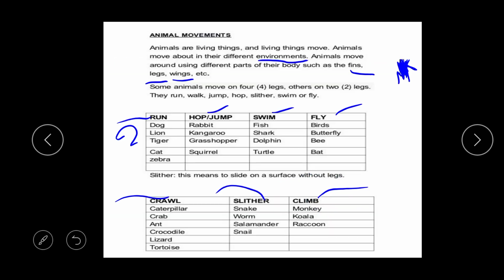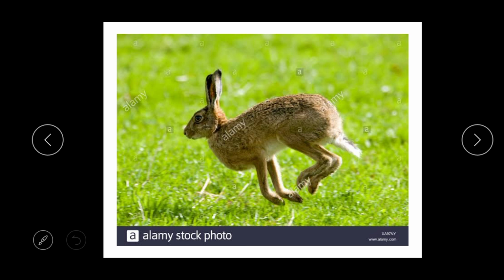The next movement is hopping or jumping. Examples of animals that hop or jump are rabbit, kangaroo, grasshopper, squirrel. Now let's look at this rabbit hopping. When you hop, you move by jumping on one foot.